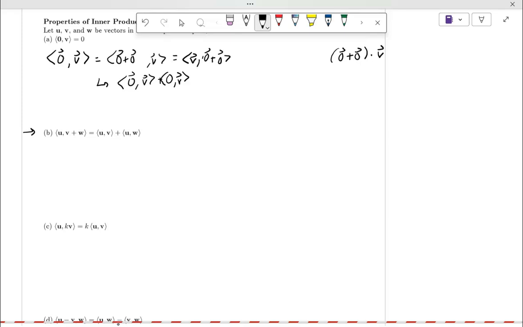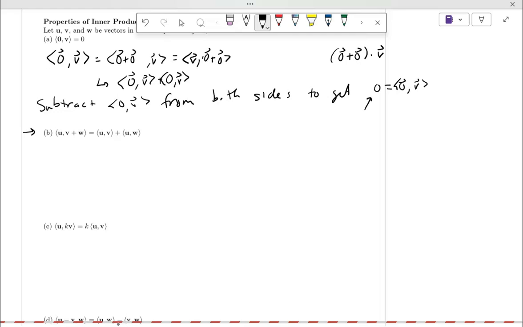Is to subtract the 0 comma v, right? It's some number. Inner product gives you a number. So if I subtract from both sides, we'll get 0 equals 0v. And again, this is the number 0 here. This is the vector 0 here. When you do an inner product of two vectors, you get a scalar. You get a number.